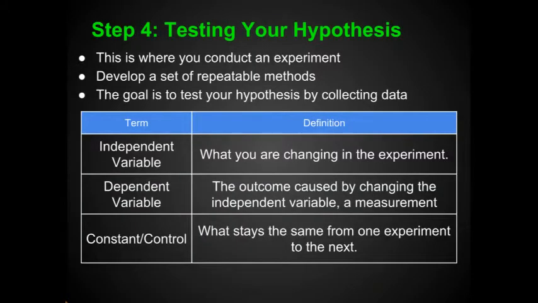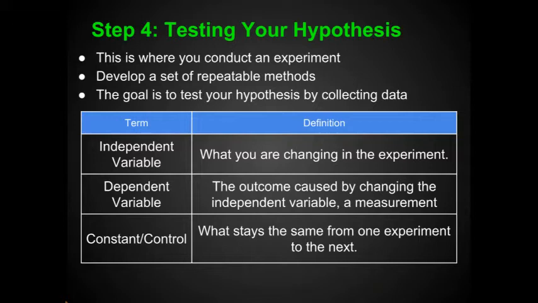And there are a couple key definitions here when you're writing your methods that you're going to need to write down or understand as part of your experiment. The first one being the independent variable. Now, in your experiment, the independent variable is what you are changing in the experiment. The dependent variable is the outcome of the independent variable. This is your measurement. So an independent variable is what you're changing. The dependent variable is what's caused because of that change.